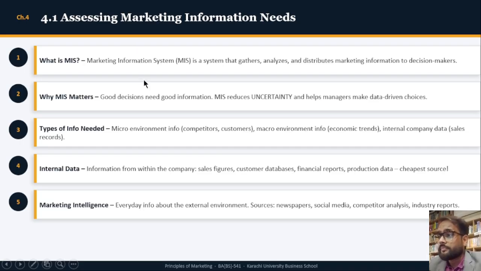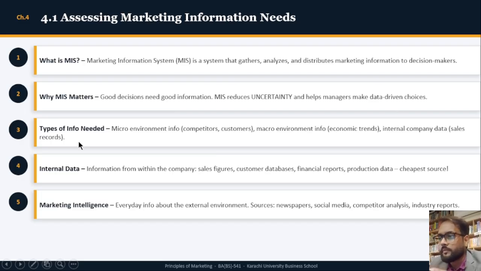A marketing information system is a system that gathers, analyzes, and distributes marketing information to decision makers. So MIS is the system where you are gathering, analyzing, and distributing information for decision making purposes. Why does MIS matter? What's the importance of it? A good decision needs good information. If you want to make any kind of decision, a good decision needs good information. MIS reduces uncertainty and helps managers make data-driven choices.